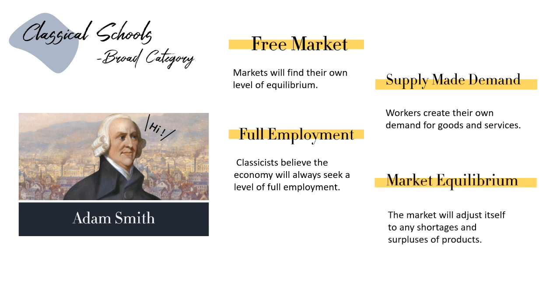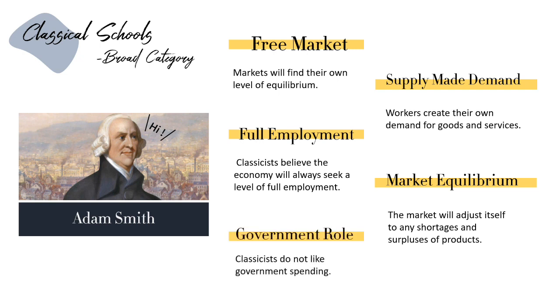Fourth, the market equilibrium. Classical supporters want a market that is free to find its own levels of supply and demand. They believe that prices should fluctuate based on the wants of consumers. The market will adjust itself to any shortages and surpluses of products.